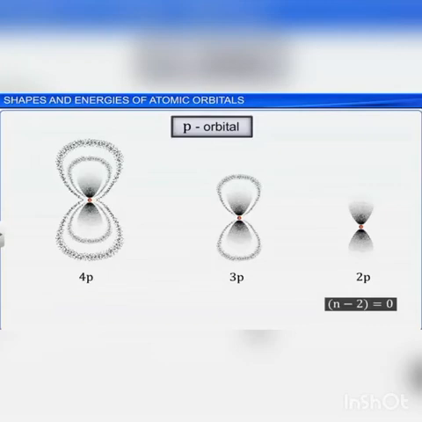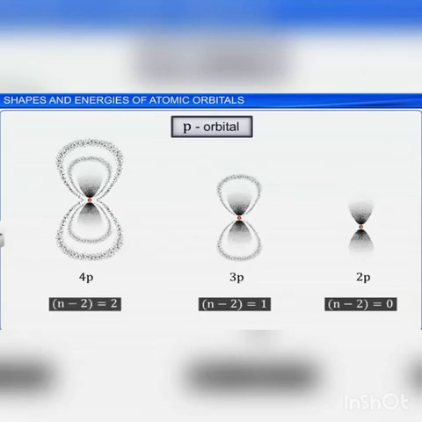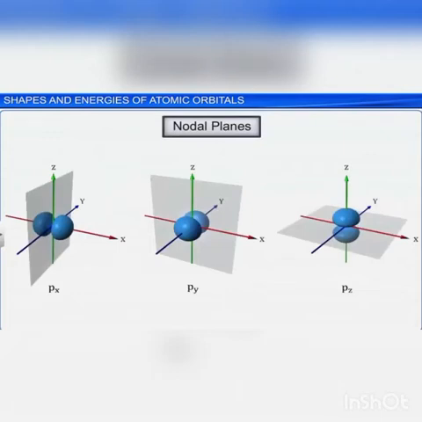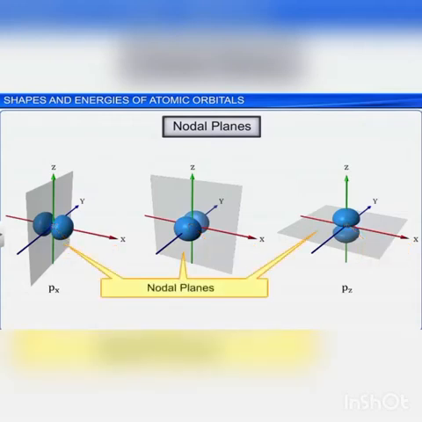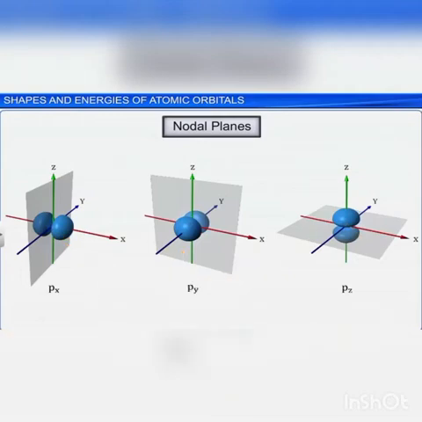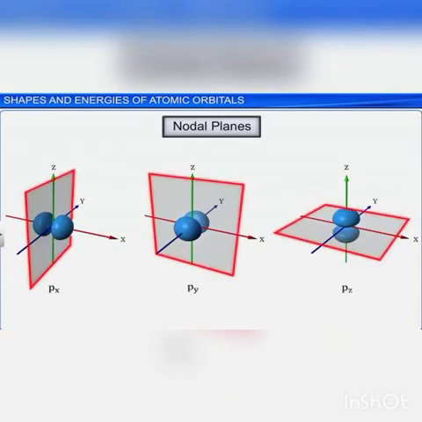In addition to these radial nodes, for np and nd orbitals, the probability density function is also 0 at planes passing through the nucleus. These planes are called nodal planes. The number of nodal planes for a p orbital is 1. That is, the plane which passes through the origin at which the probability of finding an electron is 0 is called a nodal plane.